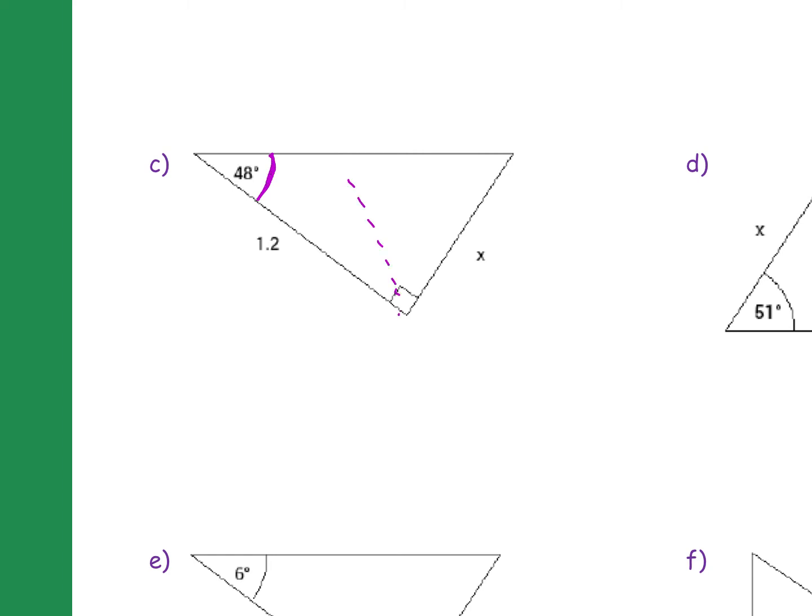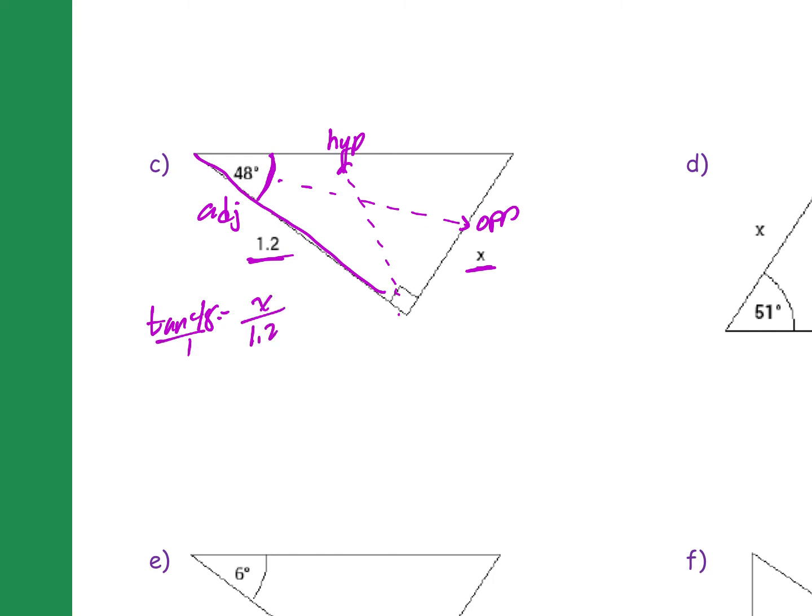So here we go. Here's my hypotenuse. Here's my opposite side. I almost got that wrong. Here's my adjacent side. And we have the adjacent and the opposite, so that means tangent of 48 is going to equal opposite is x, adjacent is 1.2. Cross multiply, and I get x equals 1.2 times tangent of 48, so x is going to be equal to 1.3. Beautiful.